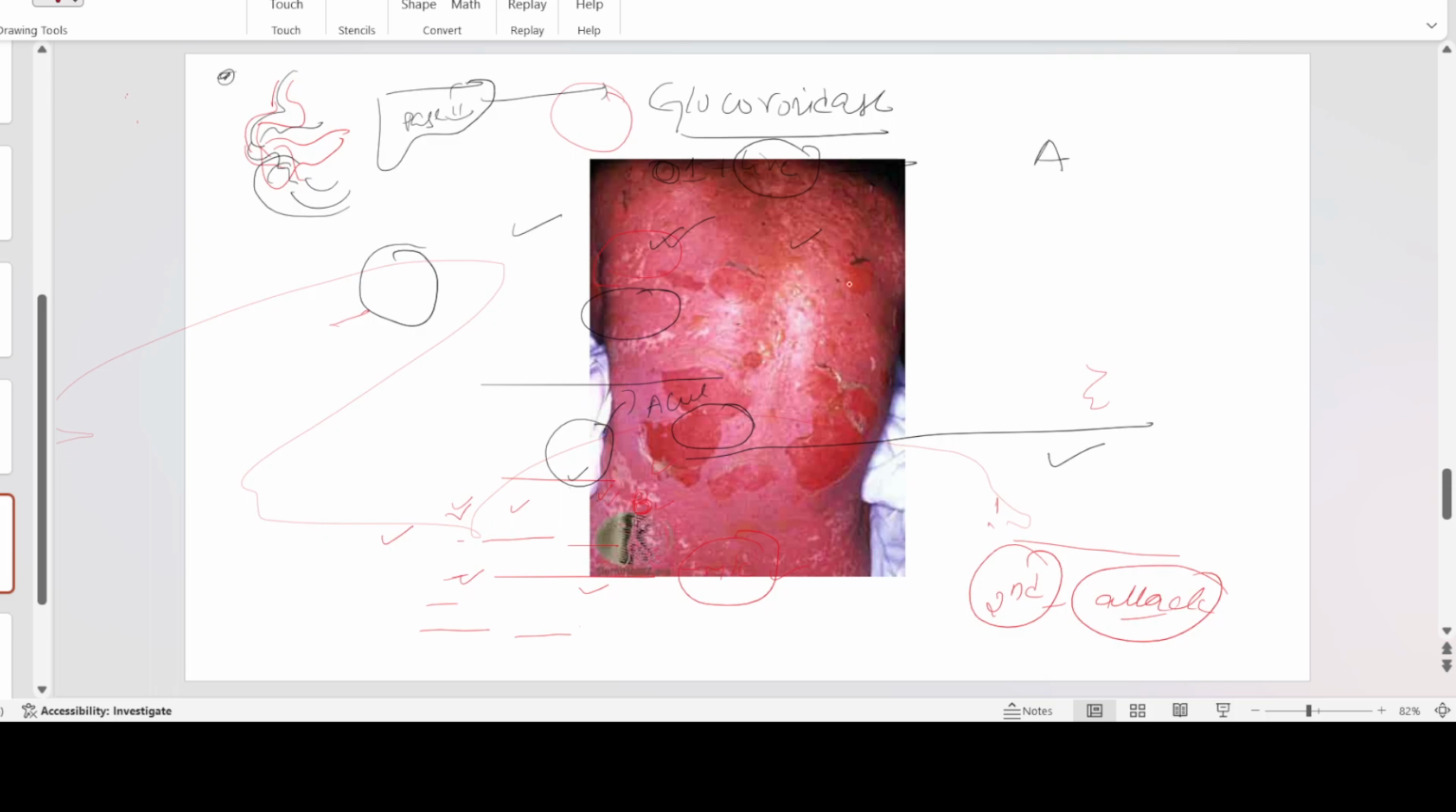Now, if you observe this, this is a patient of Stevens-Johnson syndrome. Now, why this patient? If you look into this, this is a Stevens-Johnson patient. What happens to this patient?